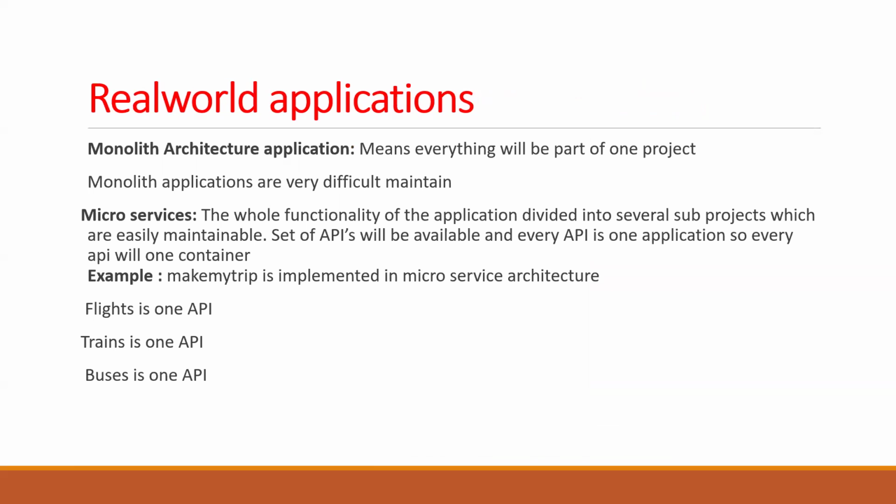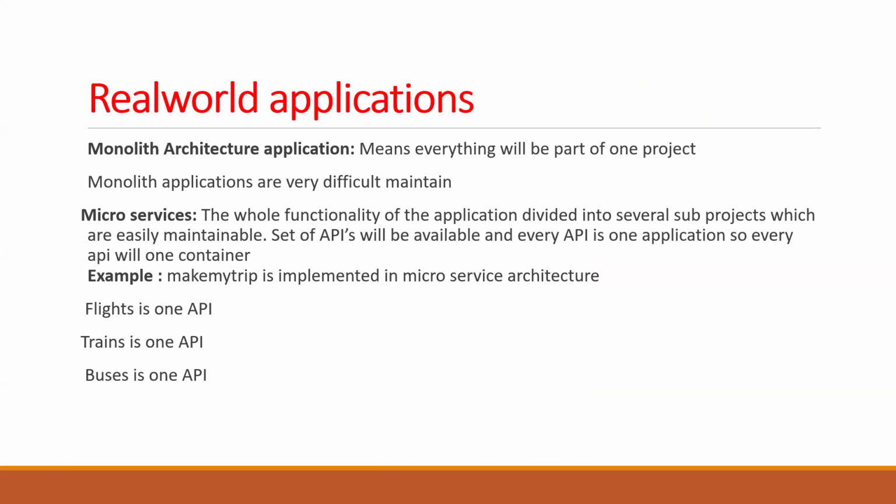So real world applications. Monolithic architecture means everything is part of one project. Monolithic applications are very difficult to maintain. In microservices, the whole functionality of the application is divided into several sub projects which are easily maintainable. A set of APIs will be available, and every API is one application, so each API will be one container.